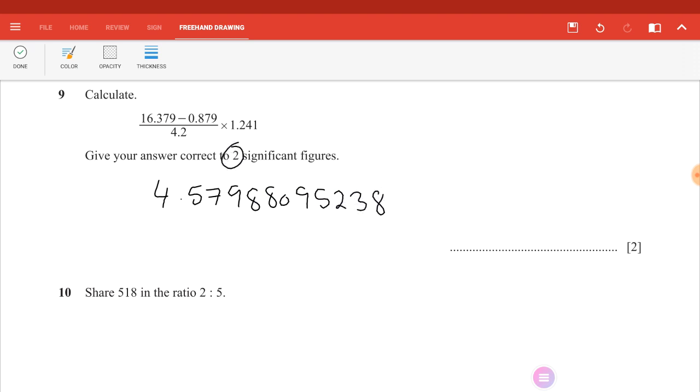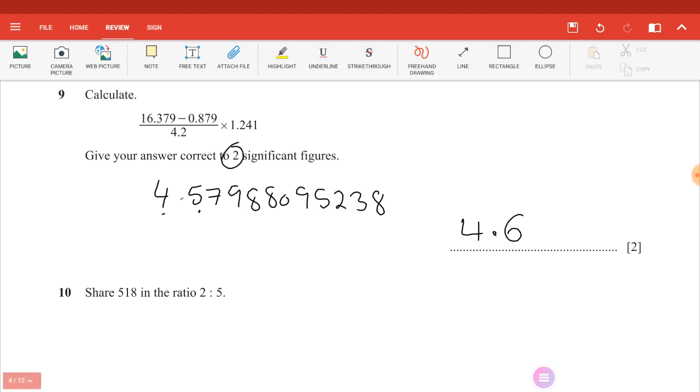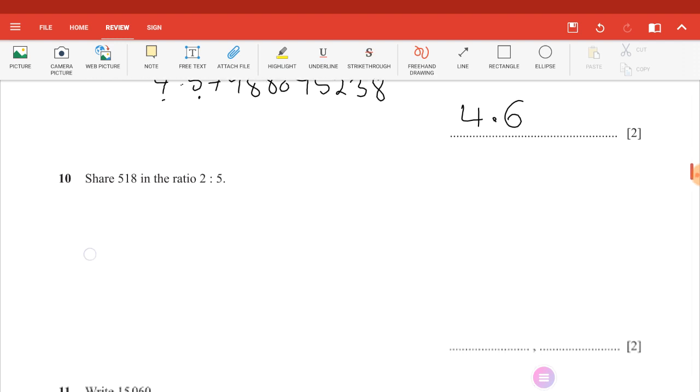4.579880952338. For 2 significant figures you need to count from the left. The first non-zero digits, 1, 2, then round. 4.6. When you round, you will cancel 7 and what's after, then carry up 1 to 5.